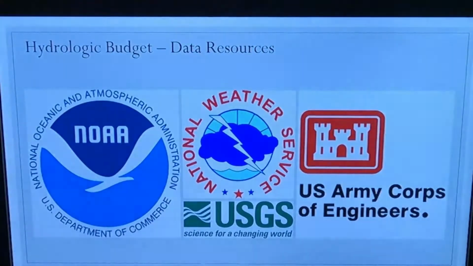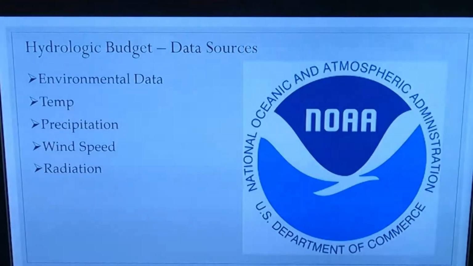Some of the places that you can get some of these data resources for this information, we've heard of many of these, but our environmental data comes from NOAA. So they have all this information. We'll end up doing an exercise where we download that information from NOAA, put it into an Excel spreadsheet, calculate precipitation, evaporation, things like that.